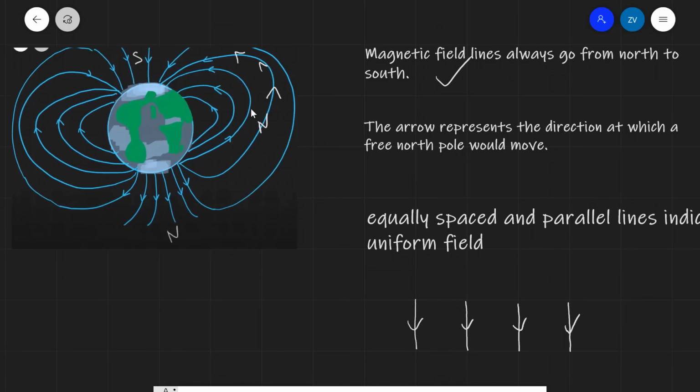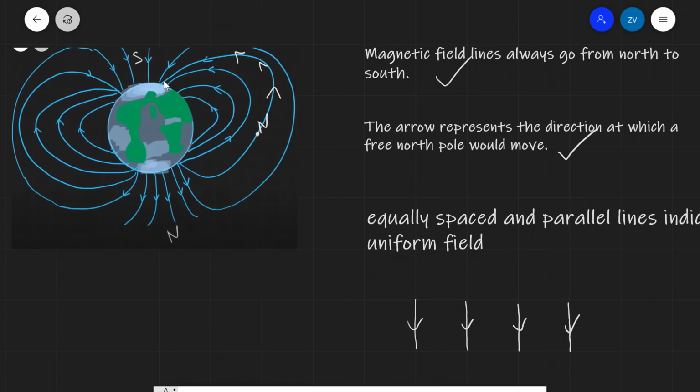For instance, if I had a free North Pole around here, this has still not been observed, by the way, a free North Pole. So if you were to find a free magnetic monopole, what it's called, you'd probably be awarded a Nobel Prize. But theoretically, if we had a free North Pole, then that free North Pole will, well, not quite spiral, but will follow this magnetic field line back to the South Pole.